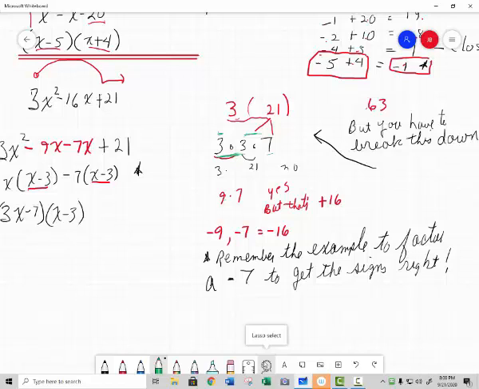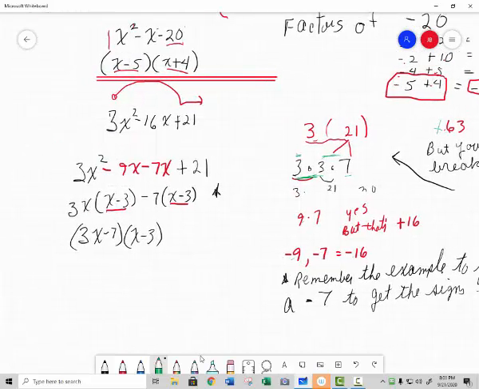Well, that's close. But remember, I've got negatives over here, right? I want to change that to negative 9 and negative 7. Negative 9 times negative 7 does equal positive 63, and if I add them together, I get negative 16. Okay? So now, I've got 4 terms. What do I do with the 4 terms?